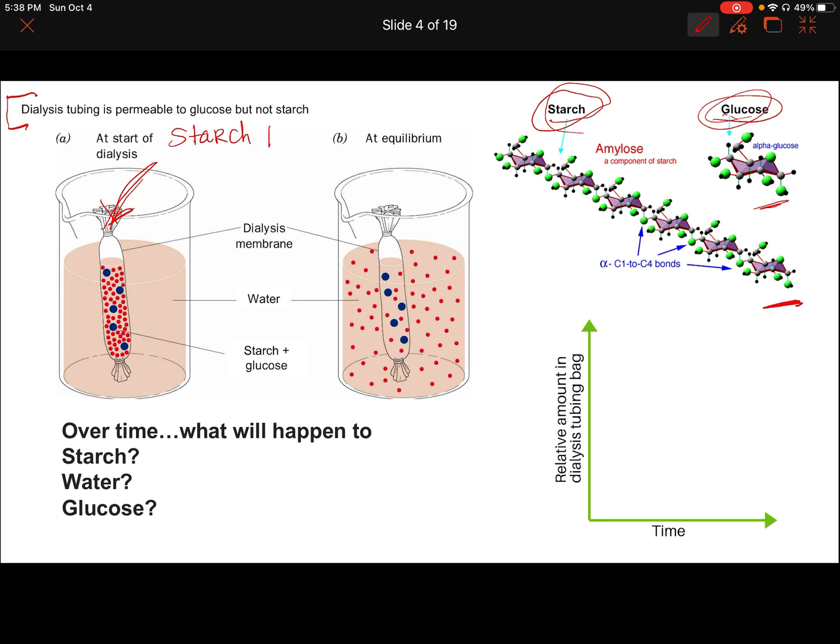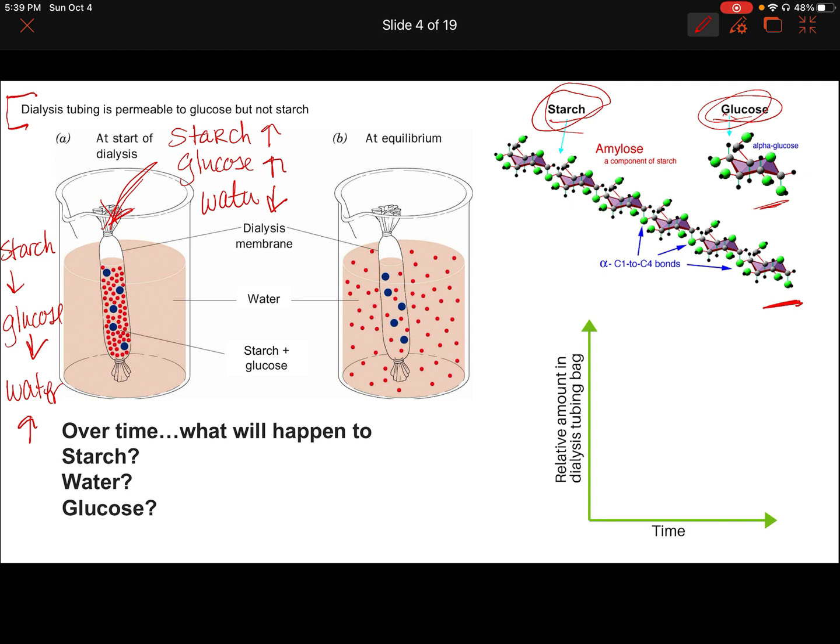Inside the tubing, it is high. Outside, it is low. Okay. Inside, the glucose is high, and outside, the glucose is low. And then if you look at the water, water inside is low relatively compared to the water in the beaker, which is going to be in a higher concentration because there's no solute out there to take up space. So there's definitely a higher concentration of water outside.